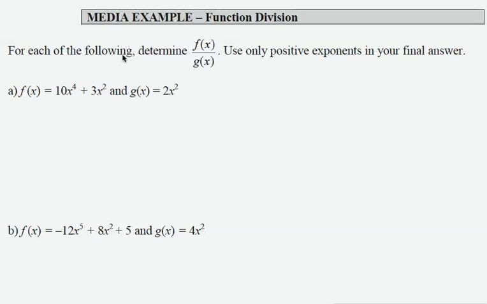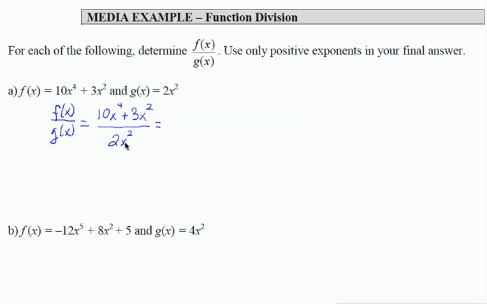We're asked for each of the following, determine f of x over g of x. So what we're asked to do is, given functions f of x and g of x, we're asked to divide. So to start part A, I'm going to write f of x over g of x, and that equals 10x to the fourth plus 3x squared, that's f of x, divided by 2x squared, that's g of x.